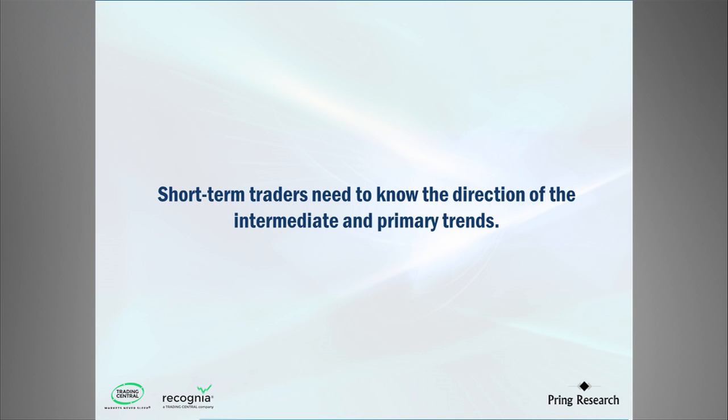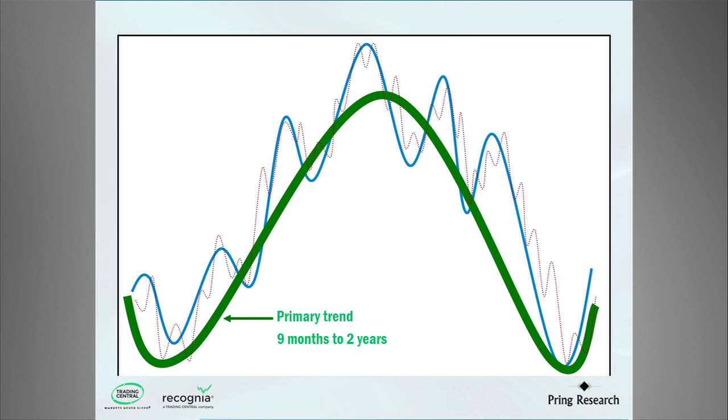Obviously, short-term traders are principally concerned with smaller price movements, but they also need to know the direction of the intermediate and primary trends. This is because these longer-term trends dominate the characteristics of near-term price action. Typically, all surprises develop in the direction of the primary trend. In a bull market, they'll be on the upside, and in a bear market, on the downside.